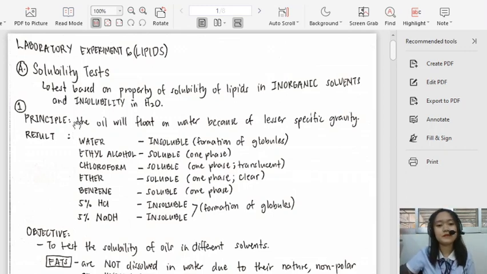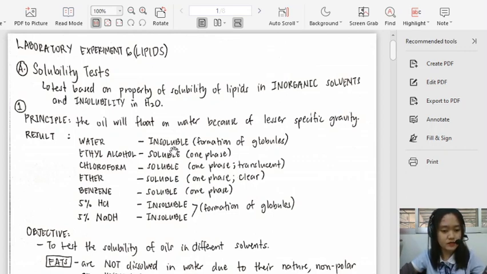Okay, so kapag yung oil mo is not dissolving doon sa ating reagents, then it will float on the water because of the lesser specific gravity. Mas less yung specific gravity ng oil compared to water. Kaya lulutang yung oil on the surface of the water. Okay? So, form siya ng globules.